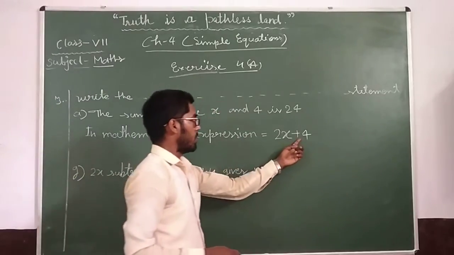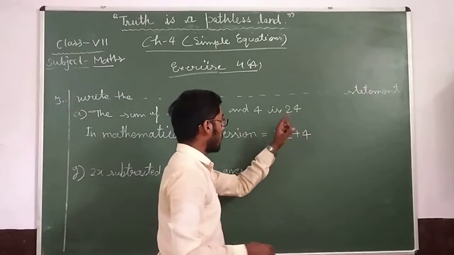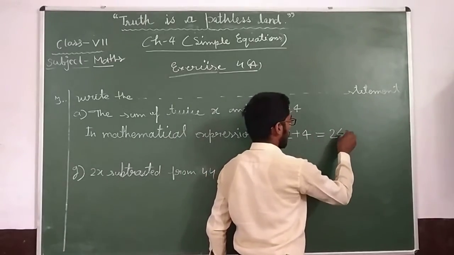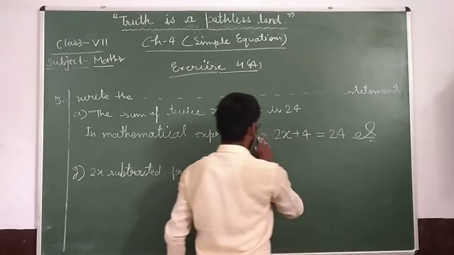So the sum of twice x and 4 is equal to 24. That is your answer.